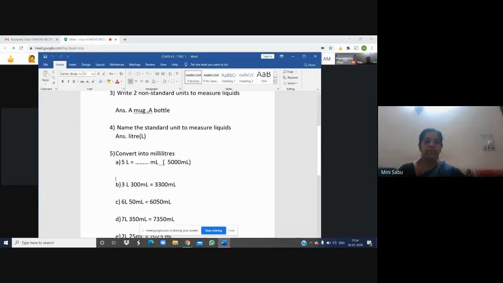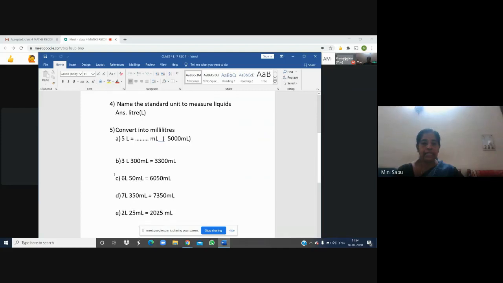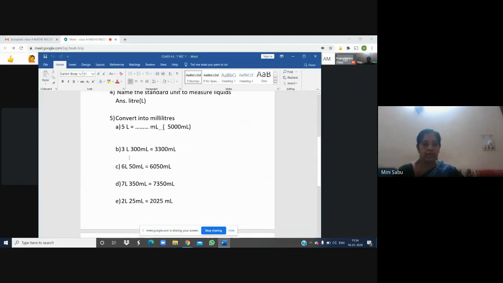Fifth question is convert into milliliters. We have already done such type of questions in the worksheet. Do you remember the worksheet? 5 liter. 5 liter is dash ml. We have already learned that 1 liter is 1000 ml. So 5 liter is 5000 ml. Okay. Then 3 liter. Answer is here given.